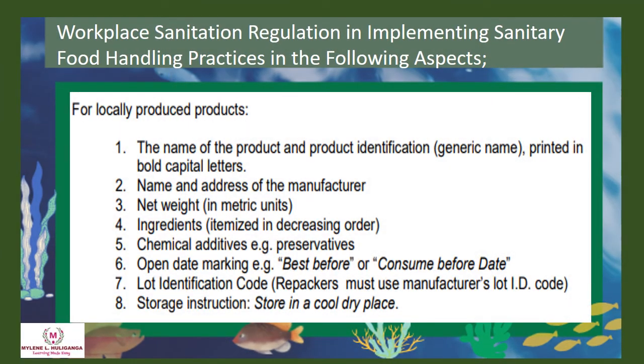For locally produced products: the name of the product and the product identification or generic name printed in bold capital letters, the name and address of the manufacturer, the net weight in metric units, the ingredients itemized in decreasing order, chemical additives or preservatives, open date marking, the best before or consume before date, the lot identification code or the repackers must use manufacturer's lot ID code, and the storage instructions. Example is store in cool, dry place.